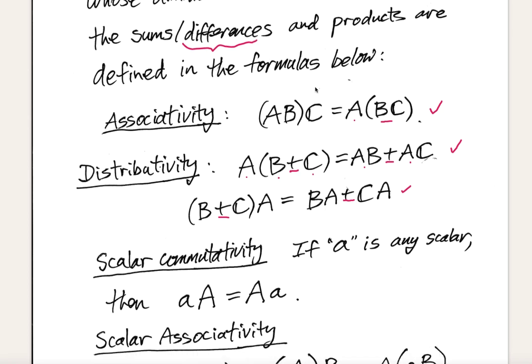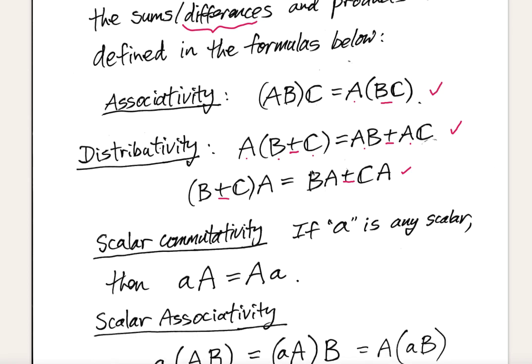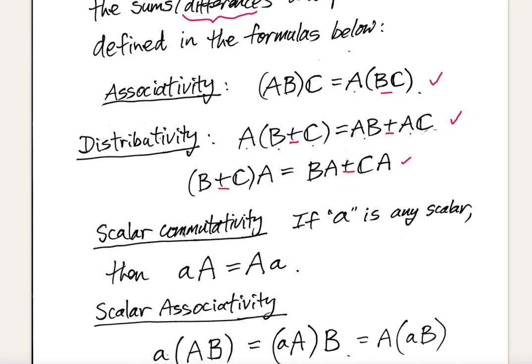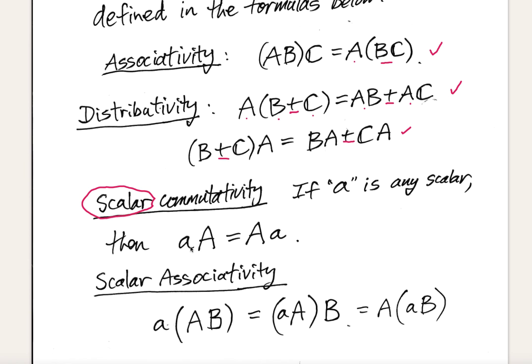Now let's talk about something else called scalar commutativity. You have to have that word scalar on there because, again, we know matrix multiplication is not generally going to be commutative. If a is any scalar, if I go a times capital A, so that's a number times a matrix, I'm going to consider that to be the same as if I take the matrix and multiply it by a number.